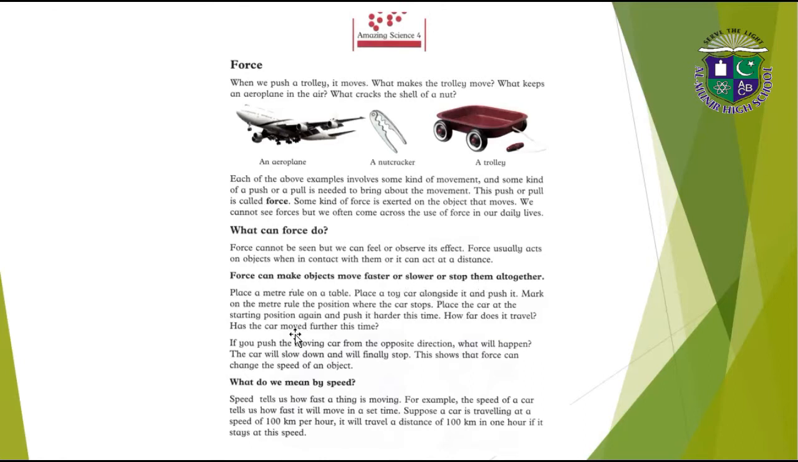Here we have an example. Place a meter rule on a table. Place a toy car along it and push it. Mark the meter rule, the position where the car stops. आपने एक meter rule लेना है, उसको टेबल पे place करना है, and then you have to push a toy car. और आपने जहाँ पे toy car stop हो वहाँ पे mark लगा देना है meter rule पे to check the position where the car stops.